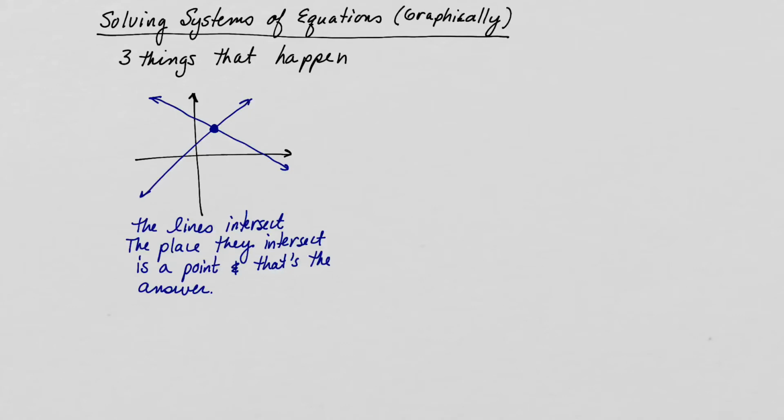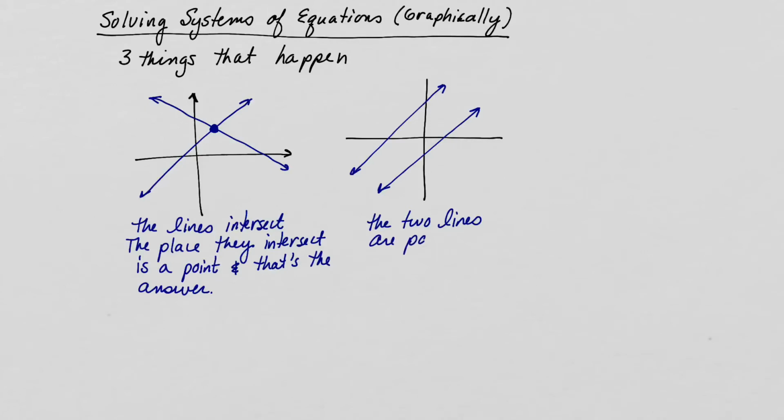and that's the answer. The second thing that can happen is that you can have the 2 lines end up being parallel with each other. So I end up with 2 lines, they're parallel, which means they never intersect. So this has no solution.